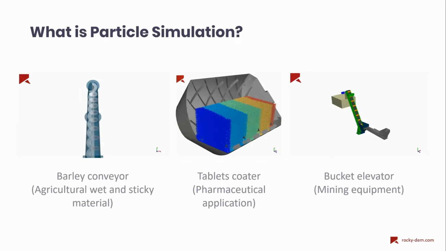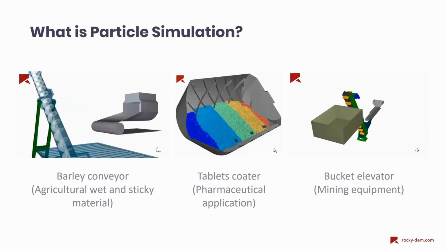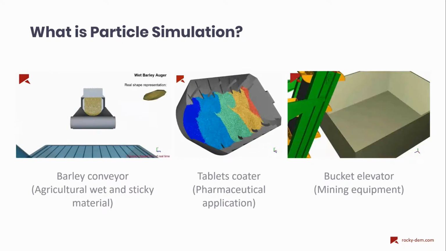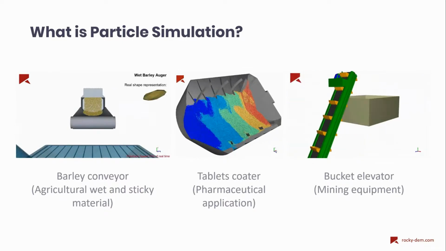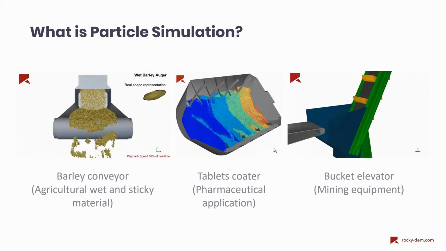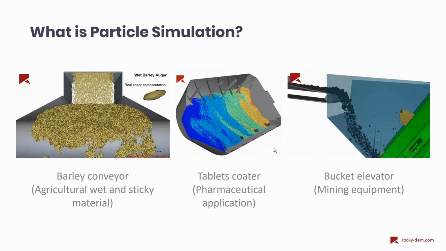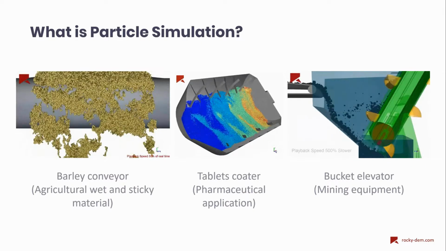Here I'm going to show a different, very broad application of the particle simulation. Particle simulation is useful when we need to get insight into the behavior of bulk material. And we can apply this solution to a wide range of industries that include particulate matter such as food and drug industry, agricultural industry, and so on.